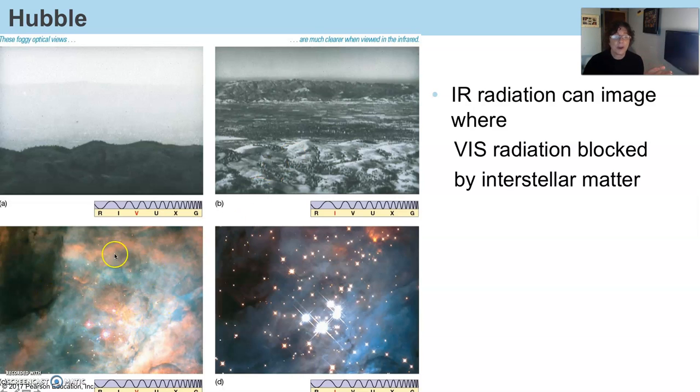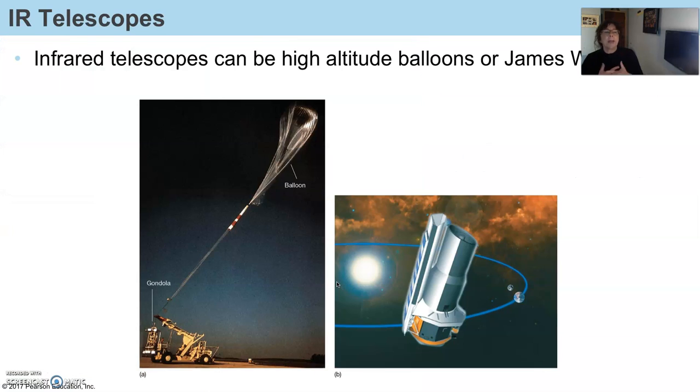Here's a visual look of a nebula, and then you see in here this beautiful IR look instead that gets past all the gases. So sometimes the IR can really show us an entirely different image. IR telescopes can go up in high altitude balloons. The James Webb, which will be going up and going farther out in the universe, will also carry IR spectrographs on it as well.